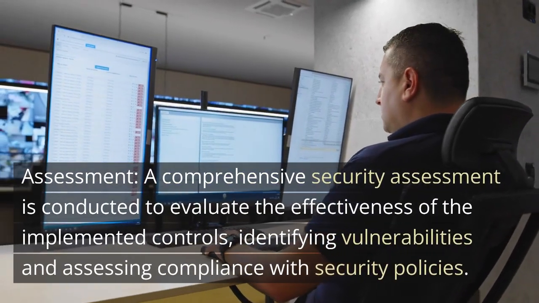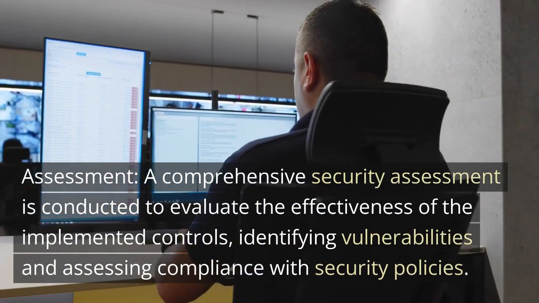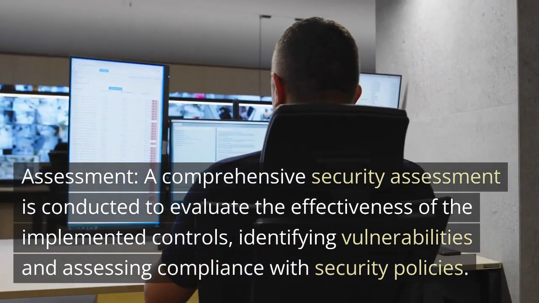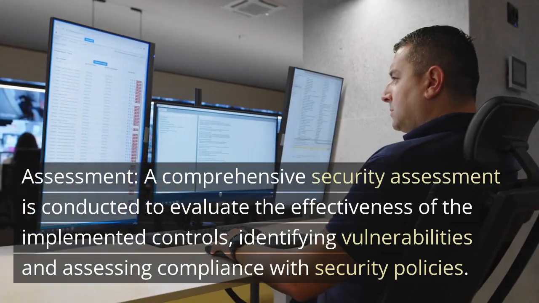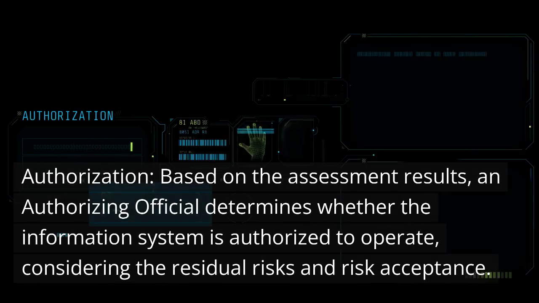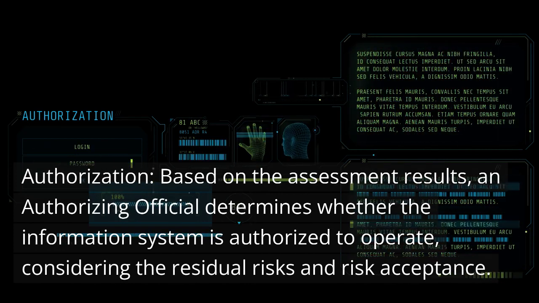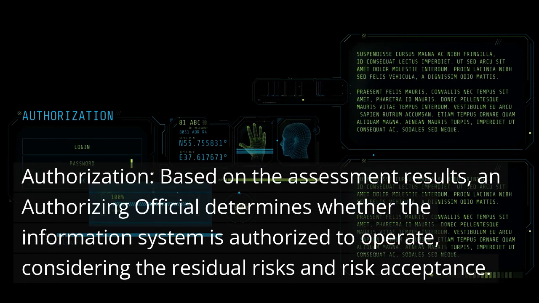4. Assessment. A comprehensive security assessment is conducted to evaluate the effectiveness of the implemented controls, identifying vulnerabilities and assessing compliance with security policies. 5. Authorization. Based on the assessment results, an authorizing official determines whether the information system is authorized to operate, considering the residual risks and risk acceptance.